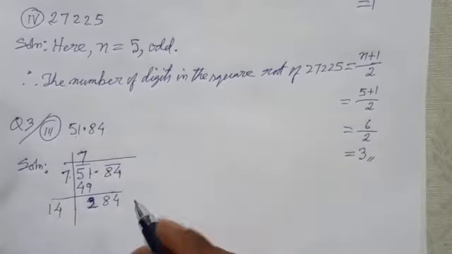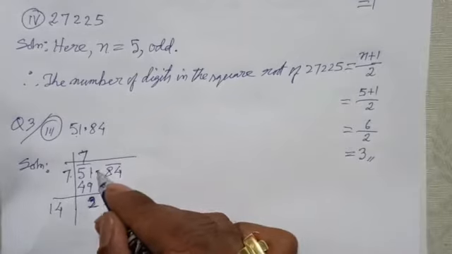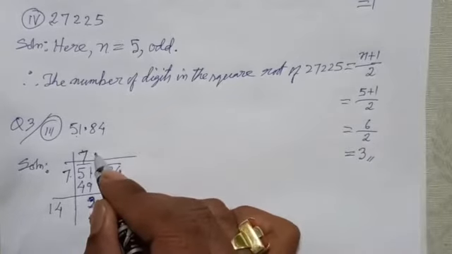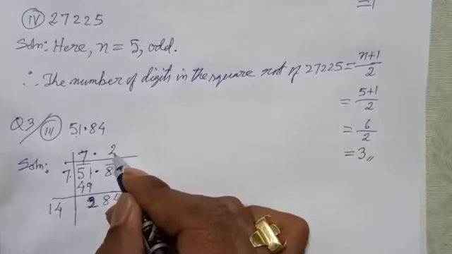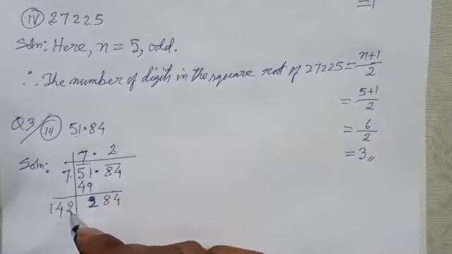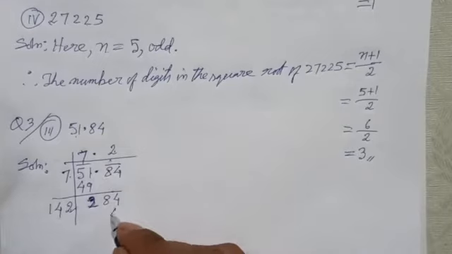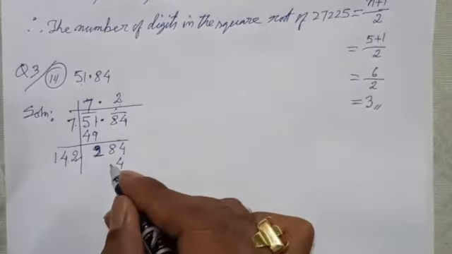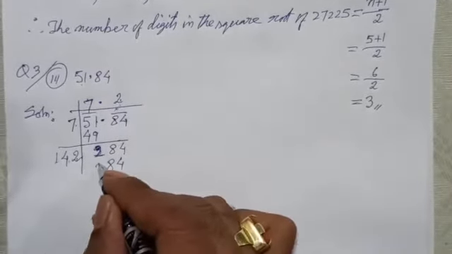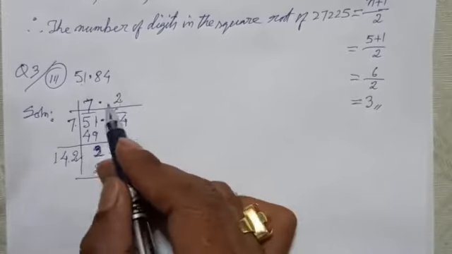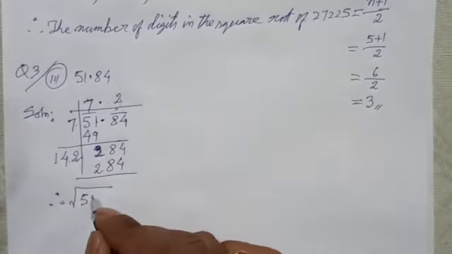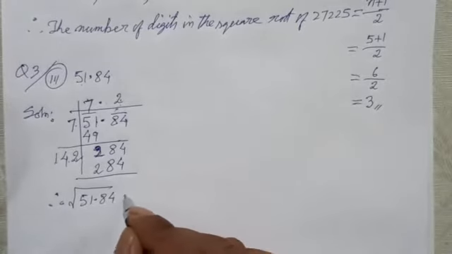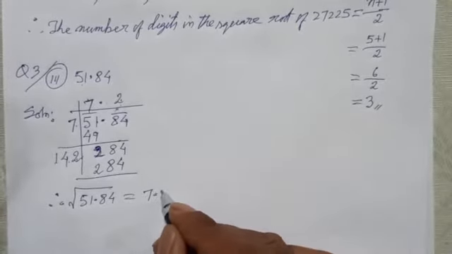Now we can take this point, we have to keep here. Now we can take 2 times. Here also 2. 2 2 are 4. 2 4 are 8. 2 1 time is 2. So the answer is 7.2. Therefore, square root of 51.84 is equal to 7.2, and this is the answer.